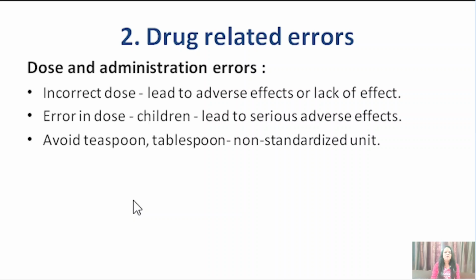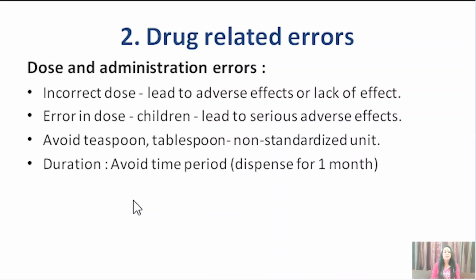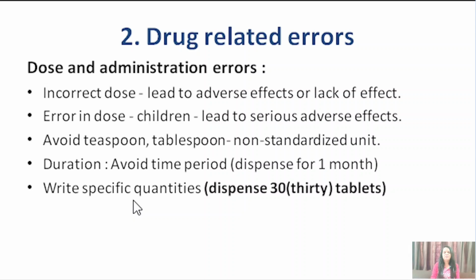Avoid such non-standardized units. Then while mentioning the duration of the therapy, avoid the time period. For example, dispense for 1 month. This type of terminology you should not write in the prescription. Instead of this, you have to write specific quantities, that is, dispense such and such 30 tablets. And when you are writing this type of sentence, you have to write the number as well as in words. So that makes sure of the exact quantity you want to prescribe to that particular patient.